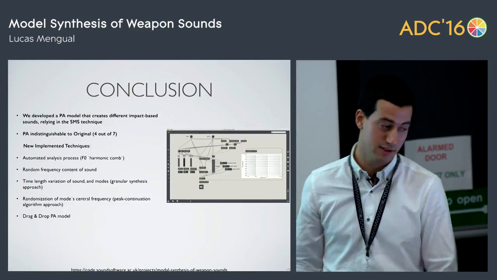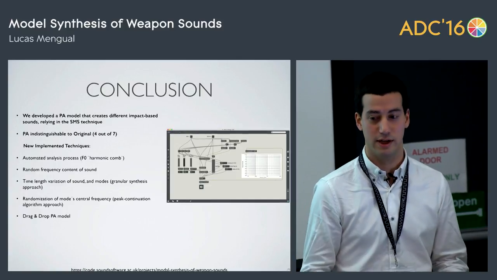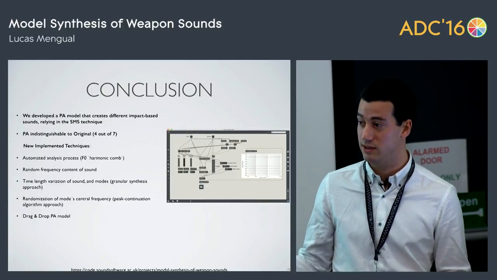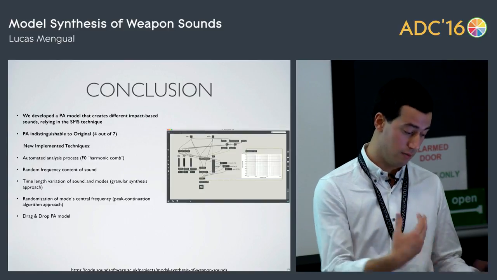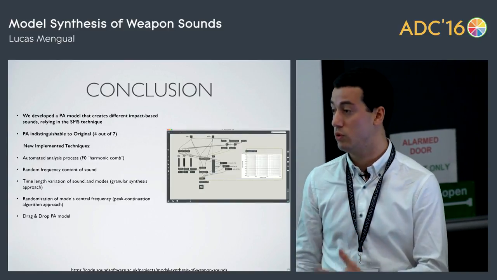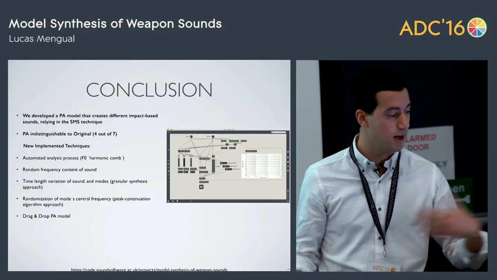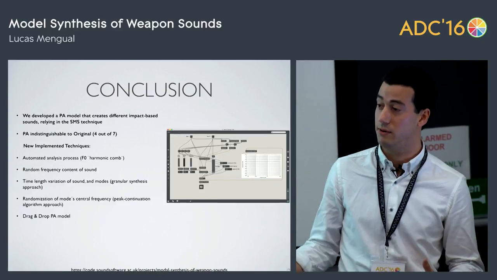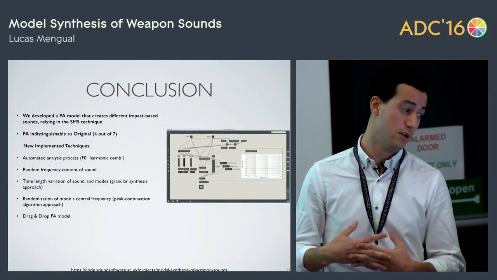And basically the conclusion of this is that I made a PA model that can synthesize any impact-based sound, either from more harmonic-based or from a more noise wave shaping based. And as I say, out of the 7, 4 of them came undistinguishable from the original samples.